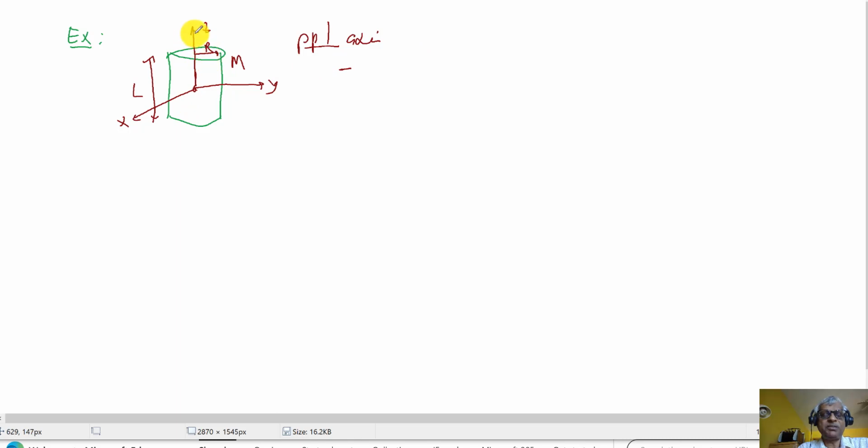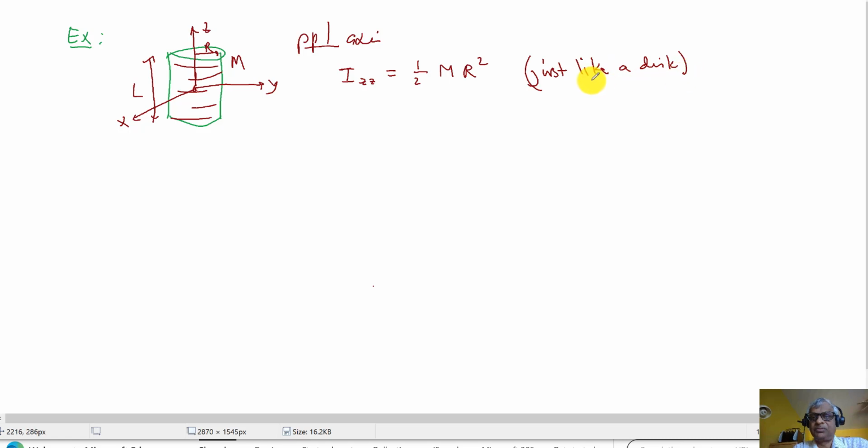As far as I zz is concerned, it's just like a whole bunch of disks stacked up, and each one of them is going to have the same formula, half m r square. Very easy to do, right? It's just like a disk. So this is like a whole bunch of stacked up disks.